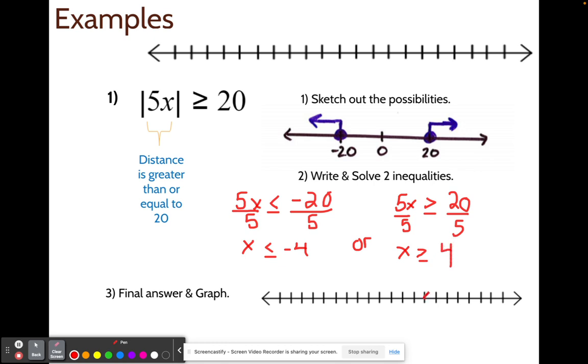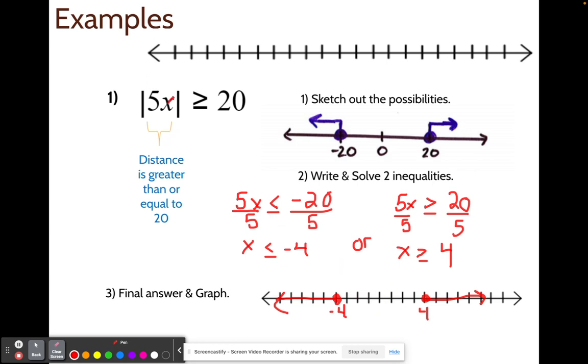So if I graph that at 4, I'm going to have a closed circle, and we're doing numbers greater than 4. And at negative 4, I'm going to have a closed circle. I didn't label my 4 over here. I'll go back and do that. And it's going to be numbers less than negative 4. So the numbers in between here will not make it true, like 0.